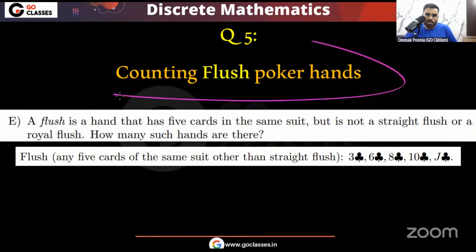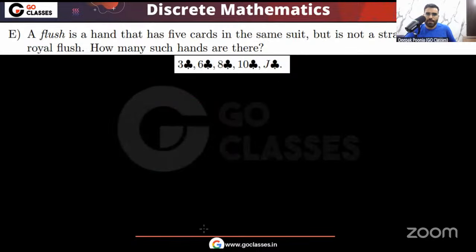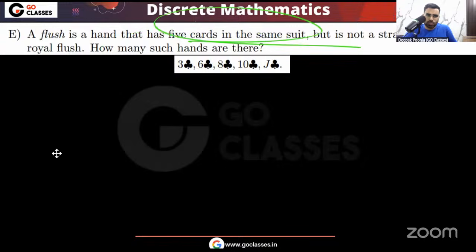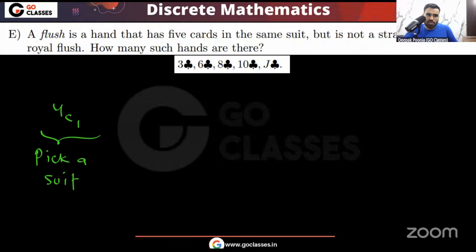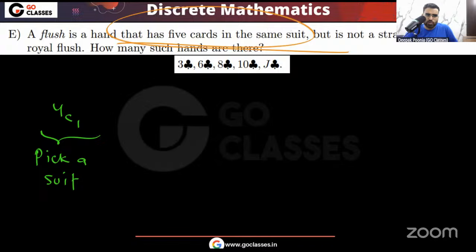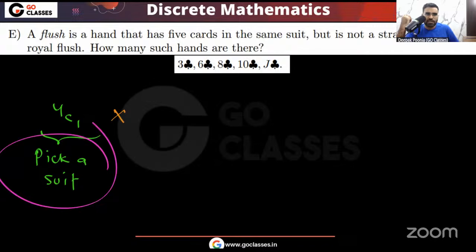Now let's count the number of flush poker hands. To have this flush poker hand, we need five cards in the same suit. So first you pick a suit. Very simple. 4C1. This is to pick a suit. Notice all the five cards must be in the same suit. There are four suits. One of them you choose because all the five cards must have the same suit. Once you pick a suit, then for that suit there are 13 values, right? And for every value there are four suits.